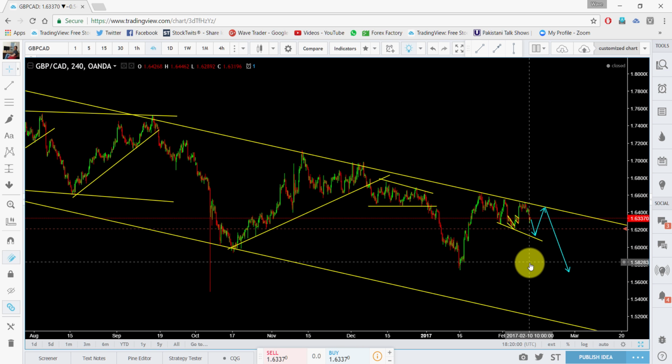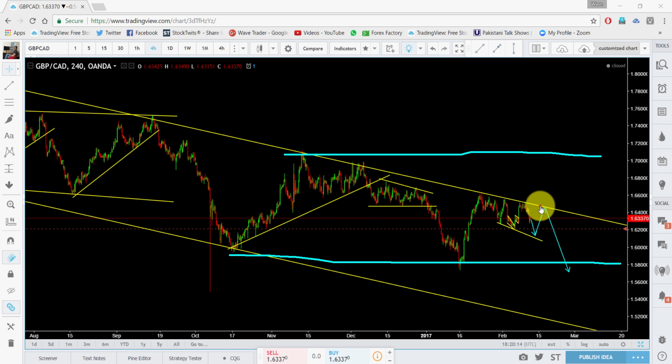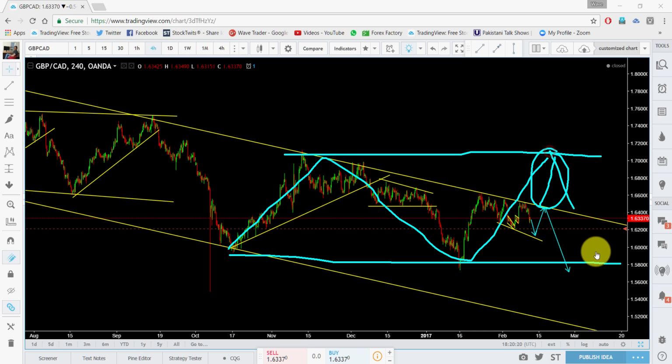It seems to me that price is going to change its formation, not break to the upside. If price does break up, then we will look for buy up to this place, and on completion of this pattern we will look for sell, same like the pound dollar. But these trades are going to be for the medium term.